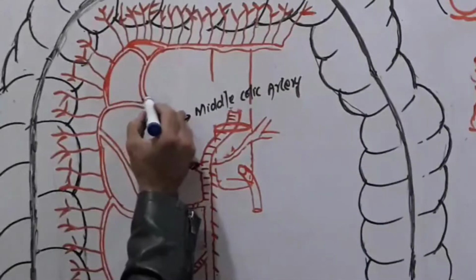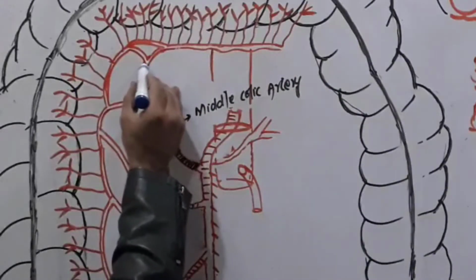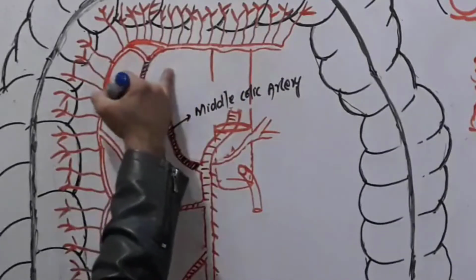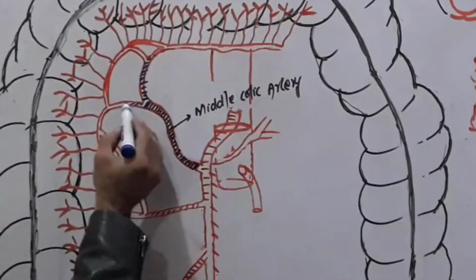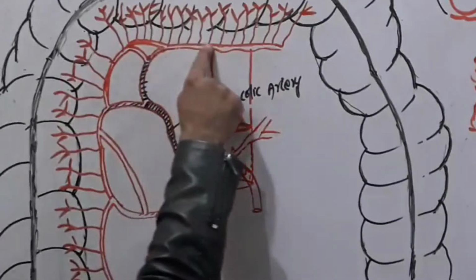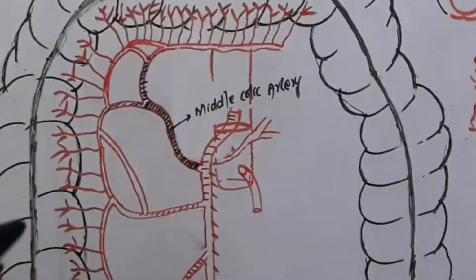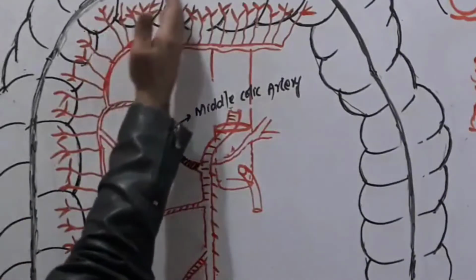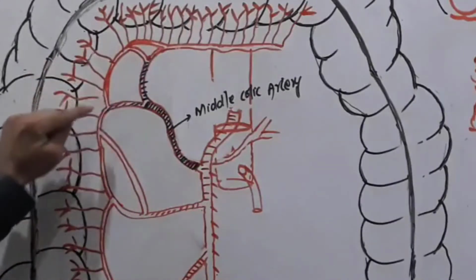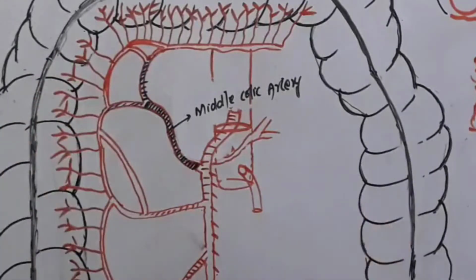Now look, it is giving two branches. One branch goes towards the right side, and the other branch goes towards the left side, right? So this is the left side branch and this is the right side branch. The right branch supplies blood to the right side of the transverse colon, and the left branch supplies blood to the left side of the transverse colon, and they make anastomoses, which we will see right now.